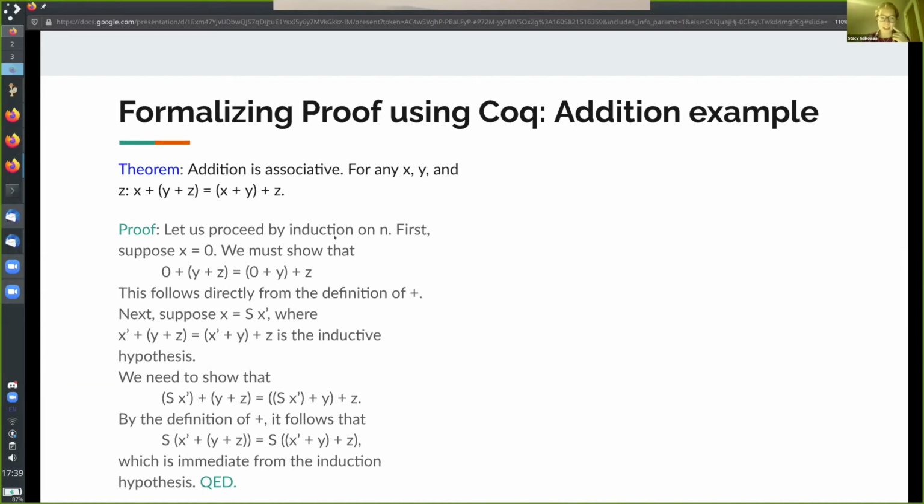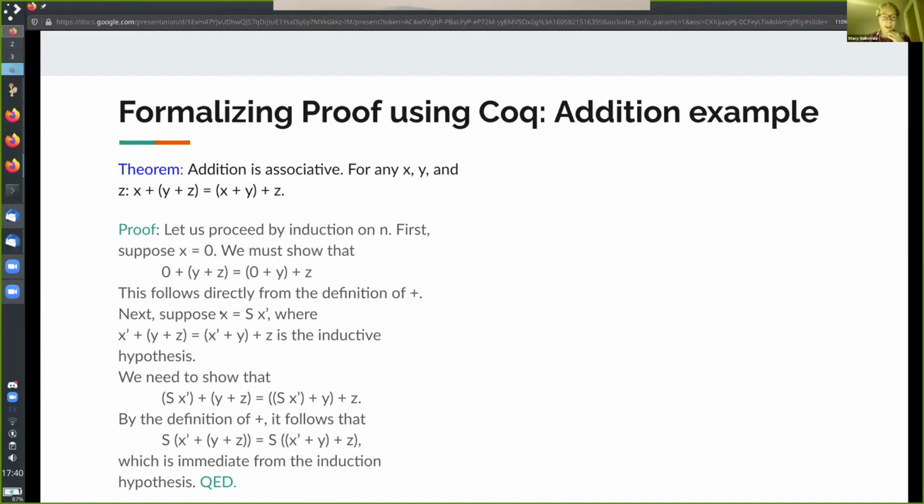Let us proceed by induction on, oh, this is supposed to say x, apologies. Okay, so we'll proceed by induction on x. Let's suppose that x is 0. Then we have to show that 0 plus (y plus z) is equal to (0 plus y) plus z. And we could say that this follows from the definition of plus, because adding 0 just returns the same thing. Okay, so that's us proving our base case.